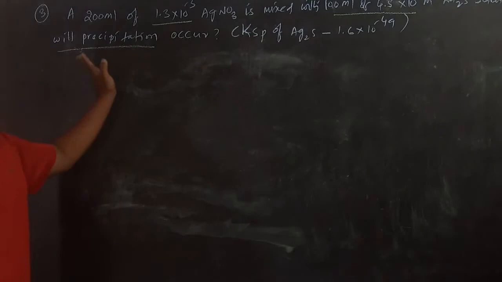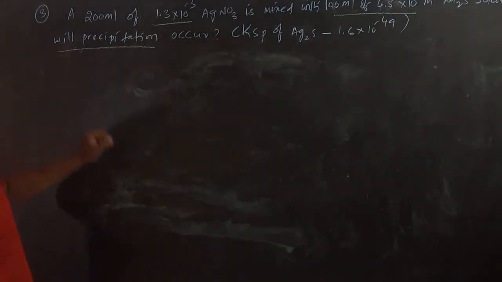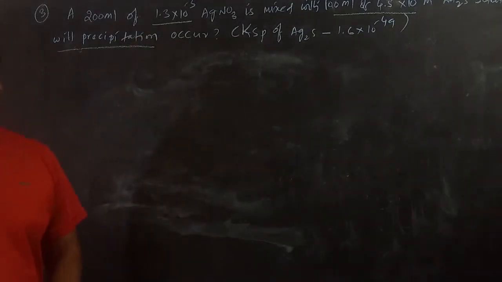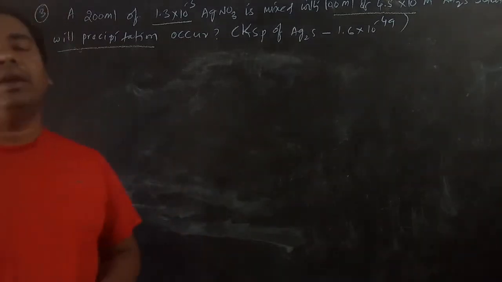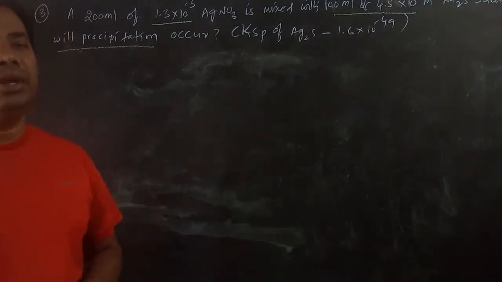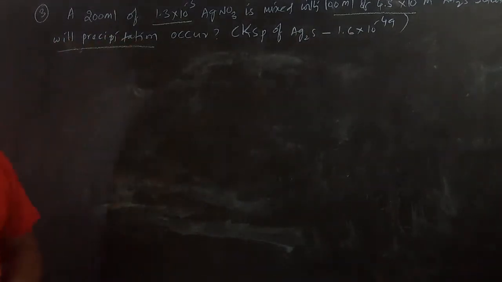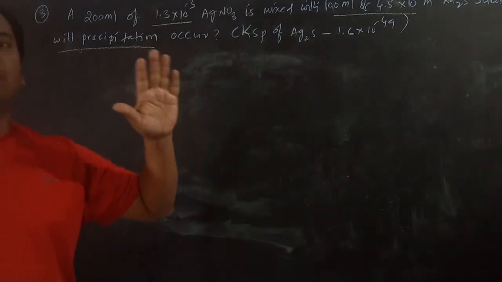The last problem in this solubility and solubility product topic: 200 ml of 1.3 × 10^-3 molar silver nitrate solution is mixed with 100 ml of 4.5 × 10^-5 molar sodium sulfide solution. Will precipitate occur or not? So what is this question asking? Will the precipitation form or not?